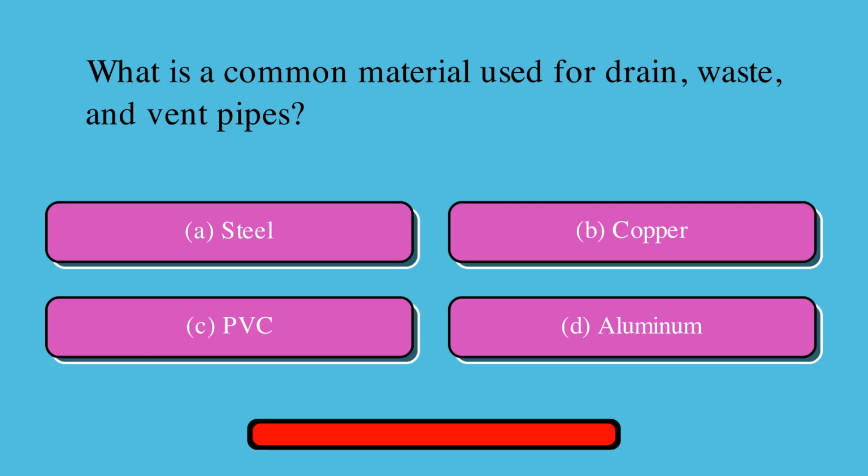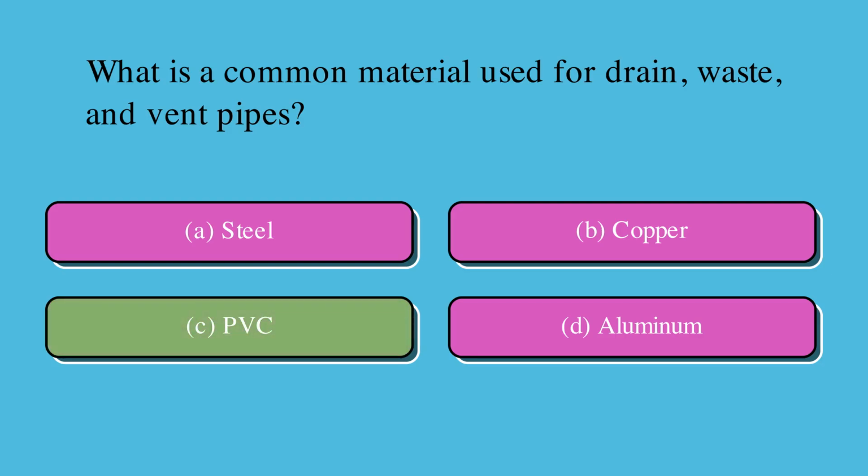What is a common material used for drain, waste, and vent pipes? A. steel or B. copper or C. PVC or D. aluminum? The correct answer is C. PVC.